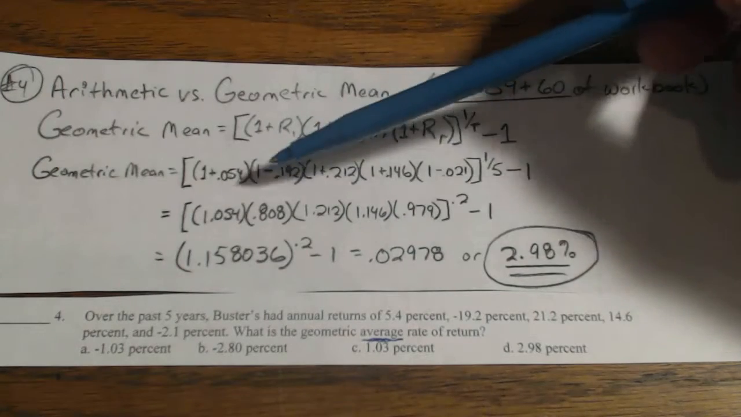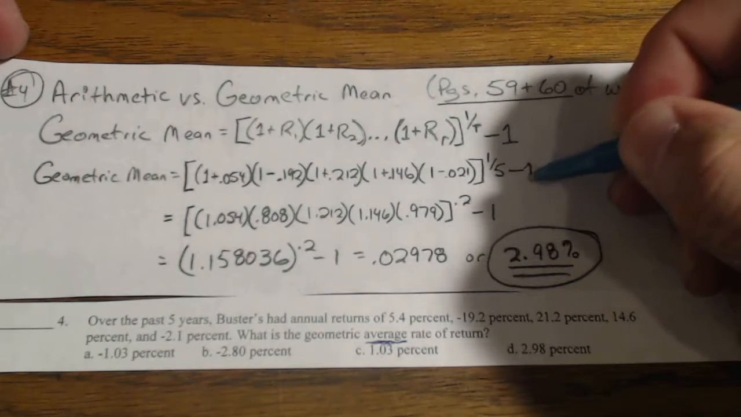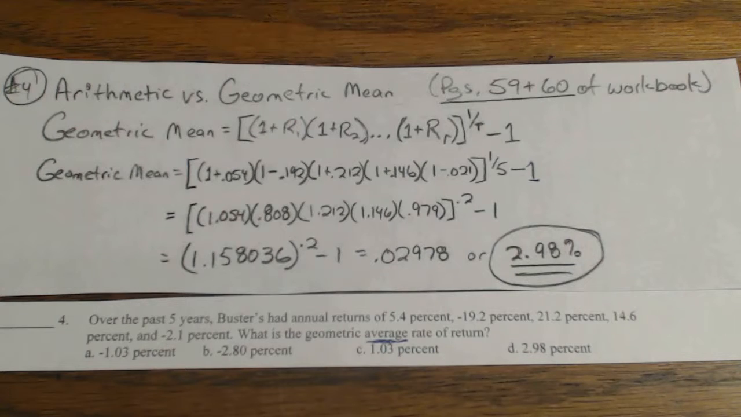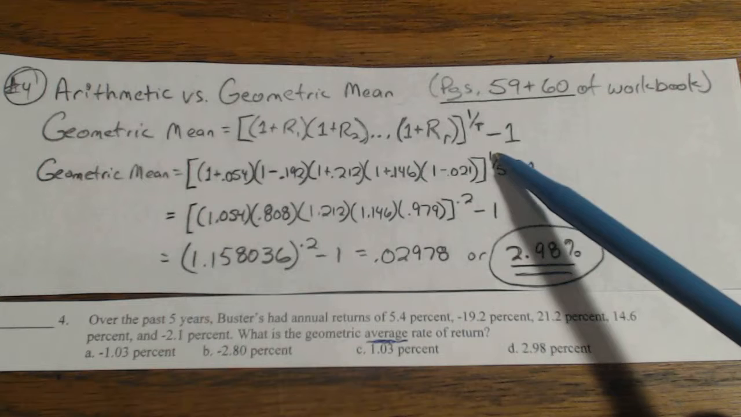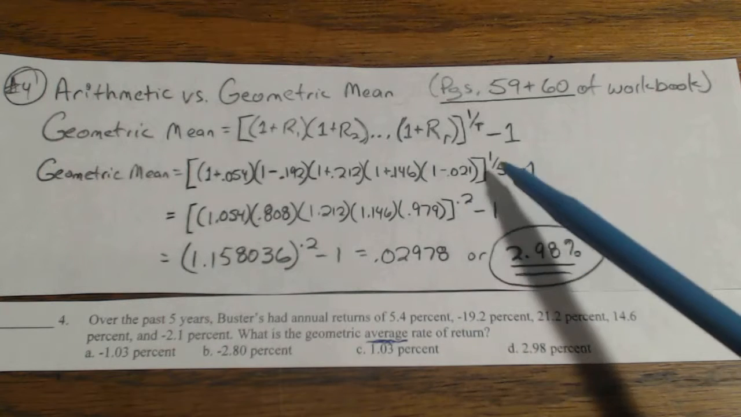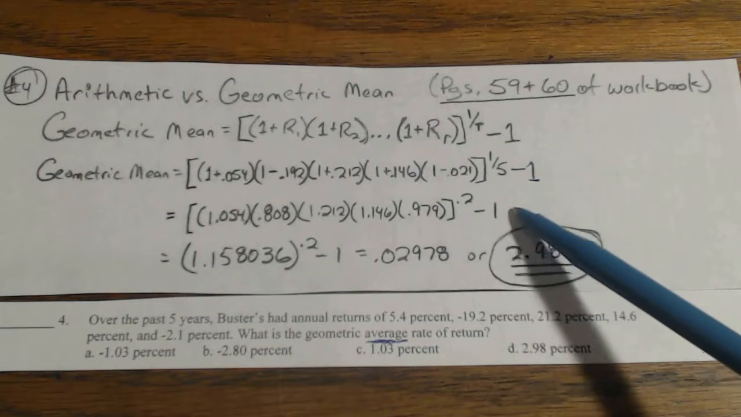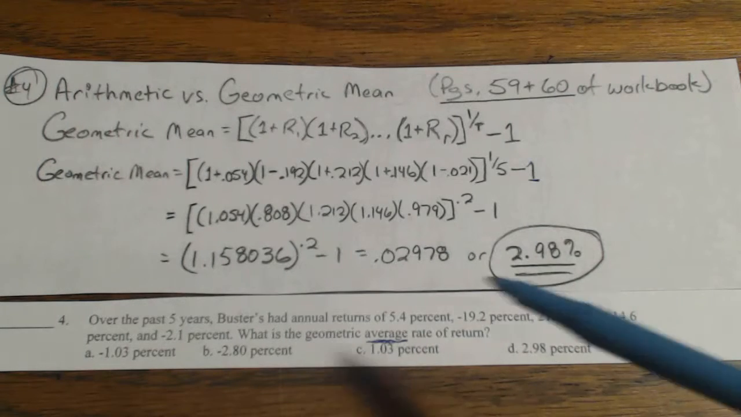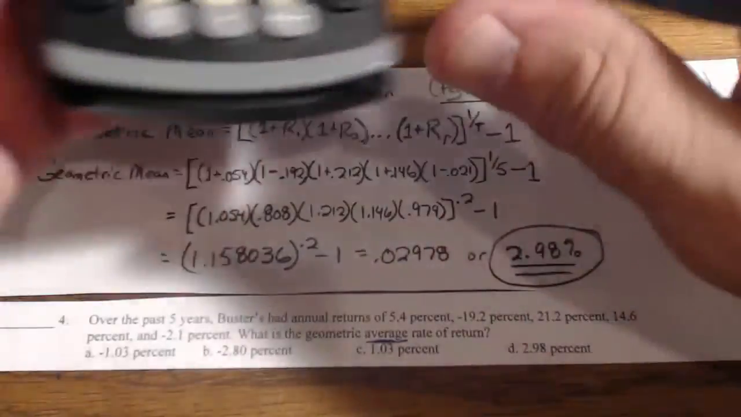In this case, there's 5 different time periods, so 1 over 5, and then you've got to subtract 1 in the end, because otherwise you're not going to end up with a percentage. You're going to end up with 1 plus something, 100 and something percent. So you multiply these all together, and notice I changed 1 over 5 to 0.2 for the exponent, which is 1 over 5, right? Just makes it easier to plug into your calculator. And then you're subtracting 1 at the end. Once you've calculated this, you've got 1.158036. So let's just do it real quick. Make sure that you understand exactly what I'm talking about.